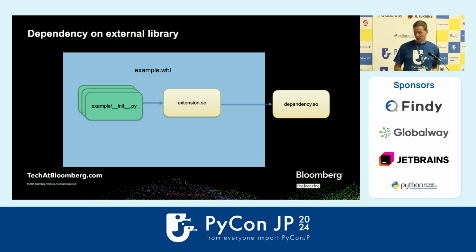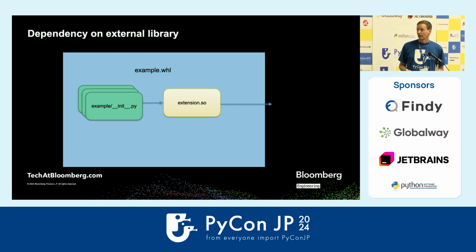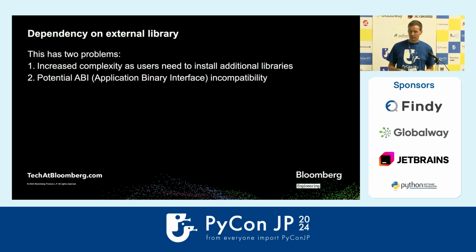And this means that if it's not part of the wheel, there's no guarantee that it will be present on the machine where we're trying to run this. And that's precisely what happens here. We don't have an external dependency installed. And this causes two issues. One is that now this complexity of finding the library and installing it is the user's problem. And that's not great for the user as a user experience.